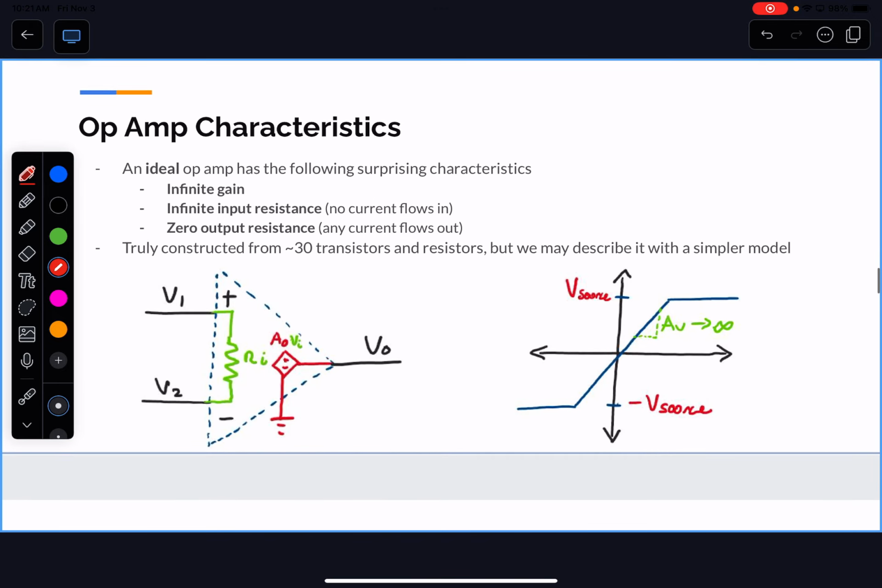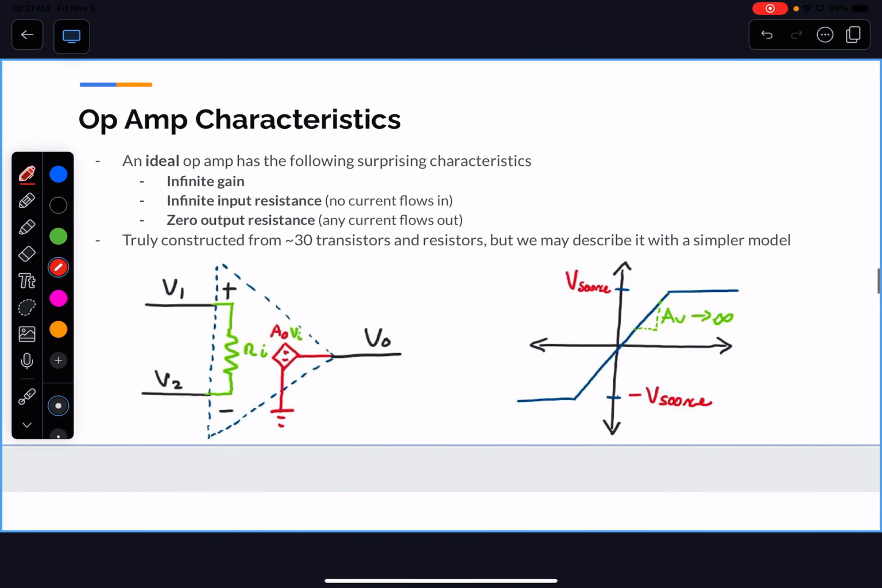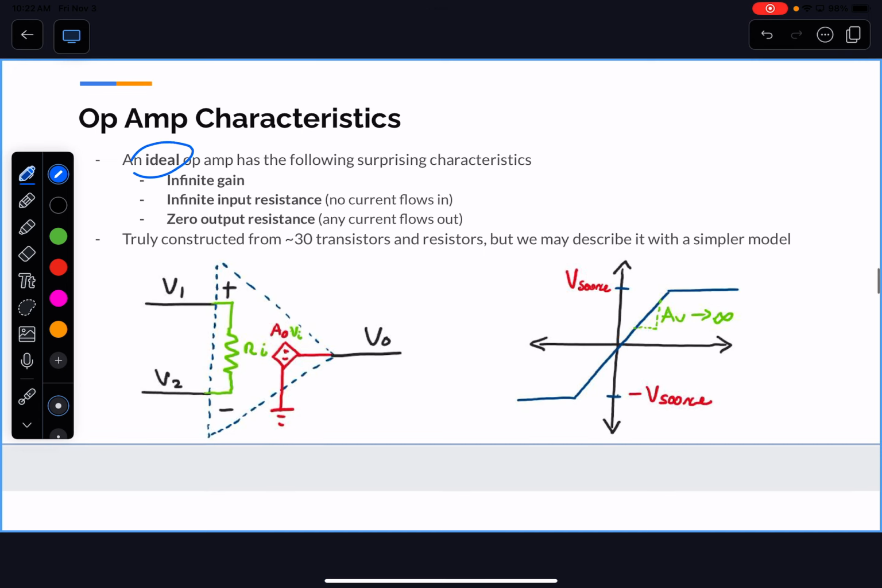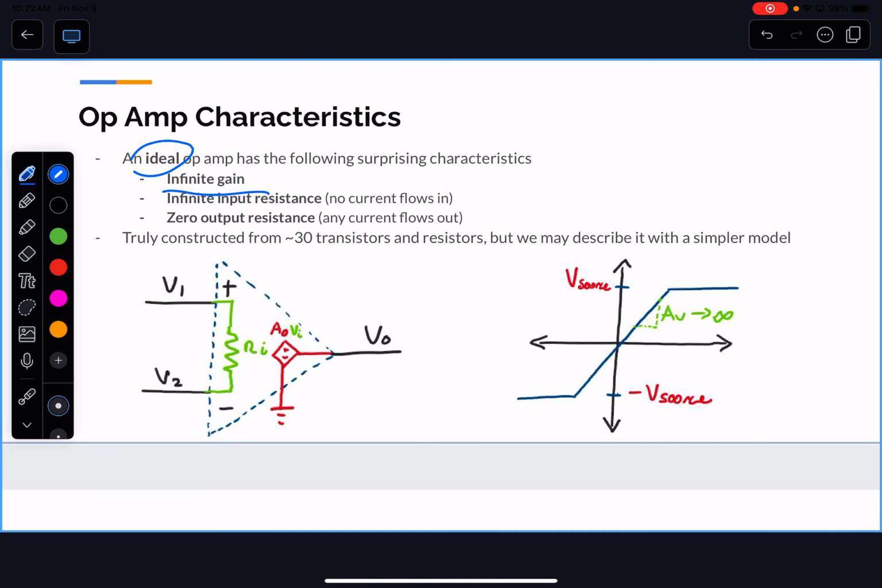So the characteristics of op-amp is that for this class, we'll probably mostly analyze an ideal op-amp. The nice thing about the ideal op-amp is that we have infinite gain, we have infinite input resistance. I'll talk about what that means. Infinite gain ties into the idea that we're making V1 equal to V2, okay? But we'll talk about it in just a second.